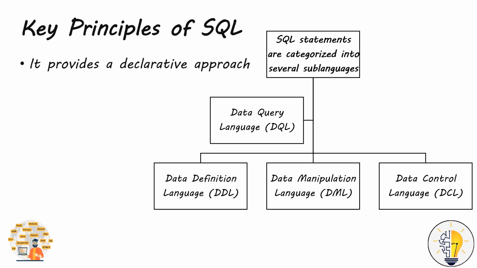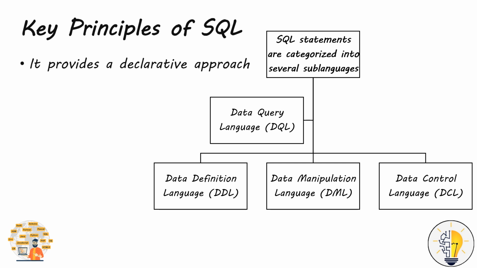There are several categories into which SQL is divided, that is, SQL statements are categorized into sub languages: data query language, data definition language, data manipulation language, and data control language. What is data query language? It is used for querying the data. Querying is nothing but selecting particular data. Data definition language, DDL, is used for defining the database, whether you want to create, alter, or drop data in a database.